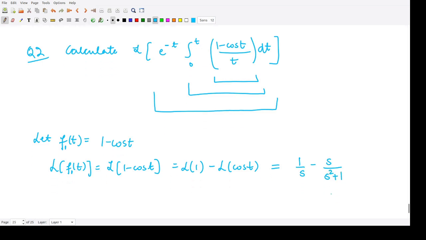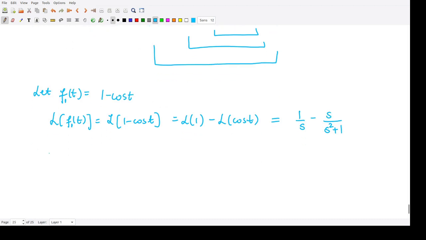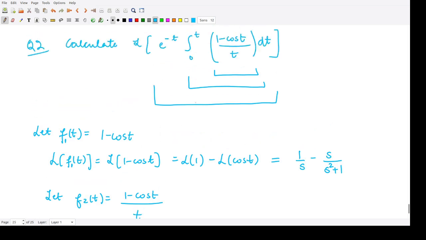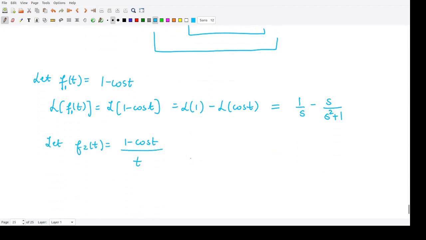Next we will calculate, let f2t be equal to 1 minus cos t divided by t, because that is what we have. So this is nothing but f1t divided by t. So here we will calculate the Laplace transform of this f of t. So we will calculate the Laplace transform of f1t divided by t.